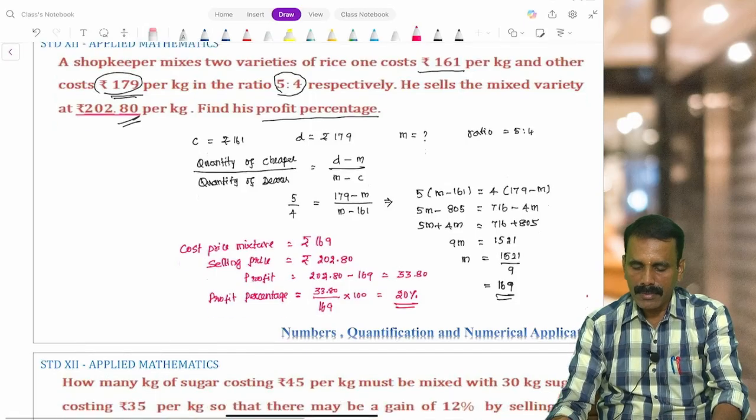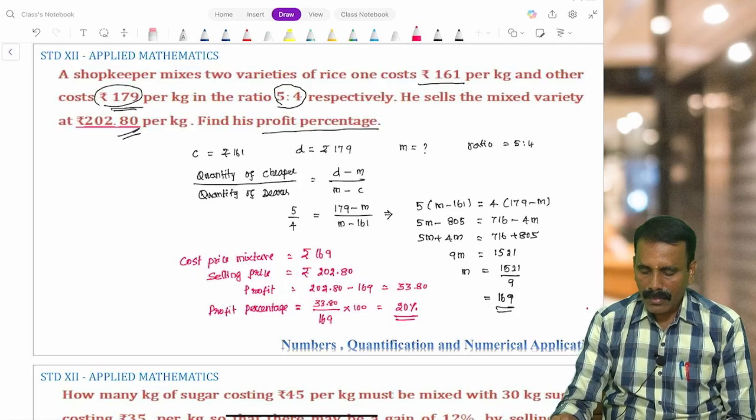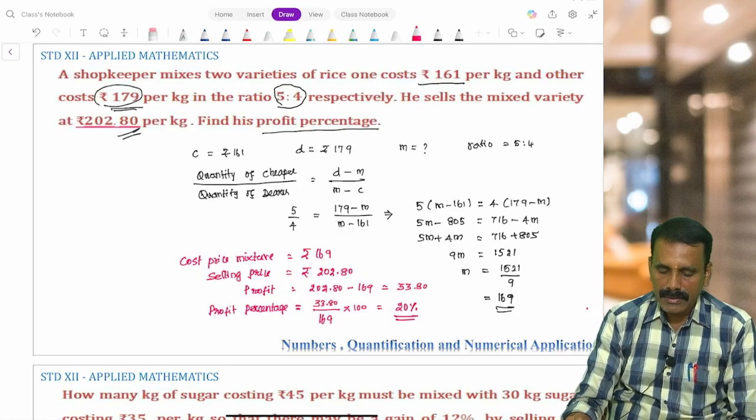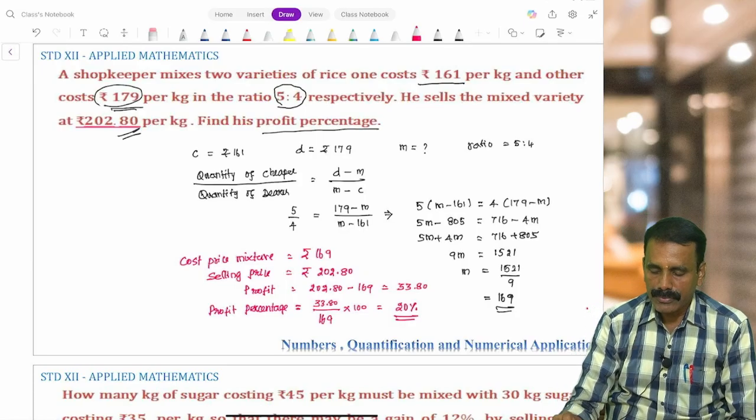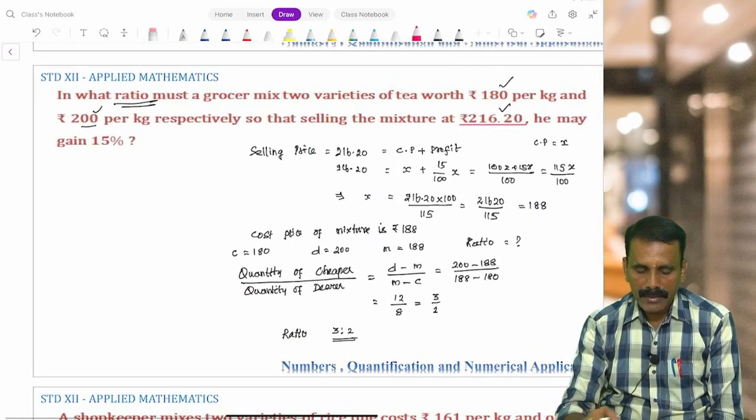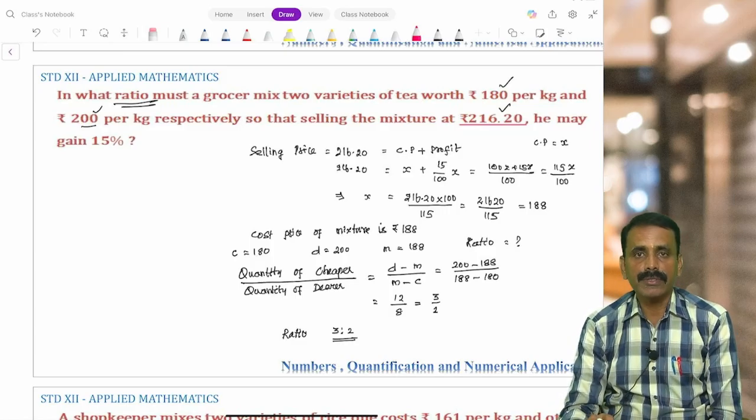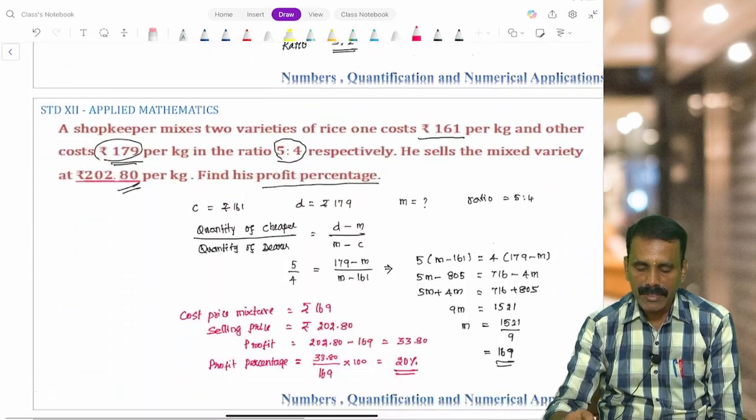So in this problem, we are finding the profit percentage of the mixture given the ratio. In the previous case, given the profit margin and selling price of the mixture, we found out the cost price of the mixture. So this is the difference between these two problems.